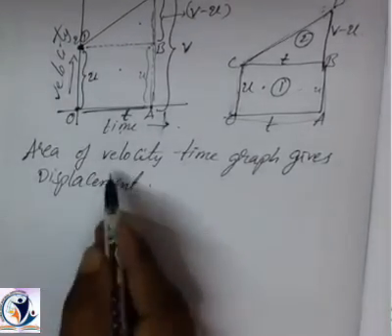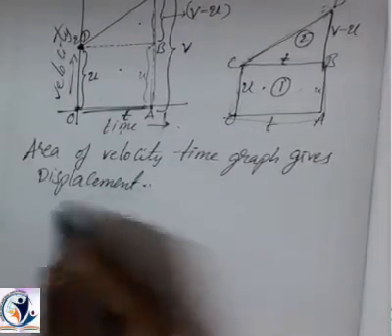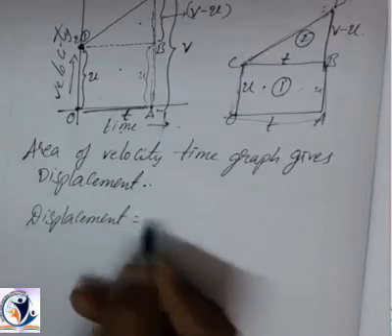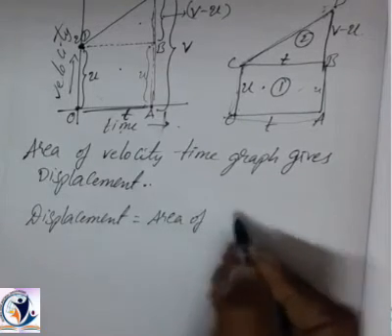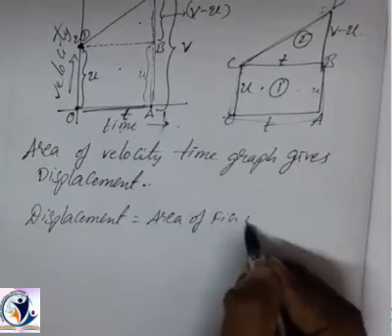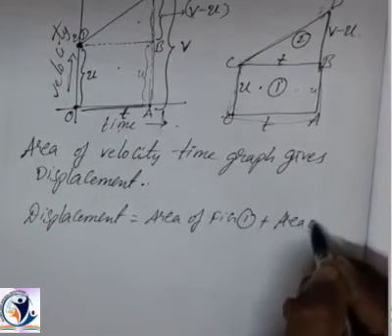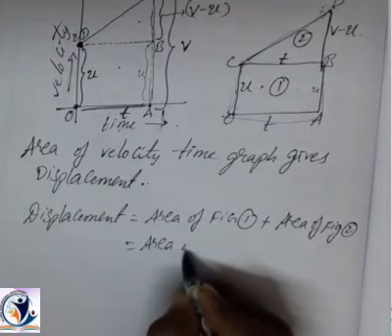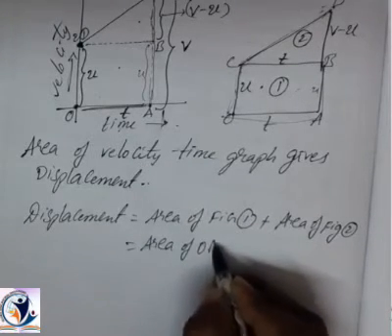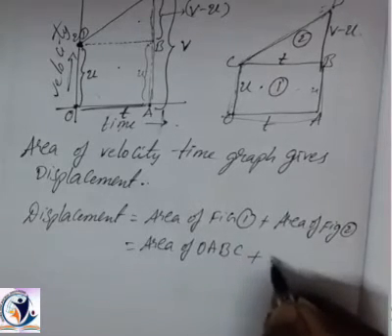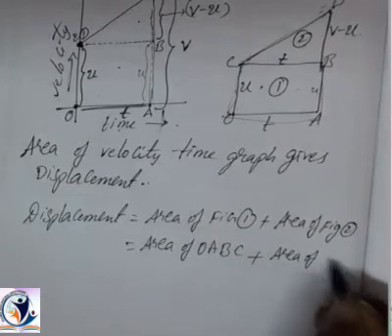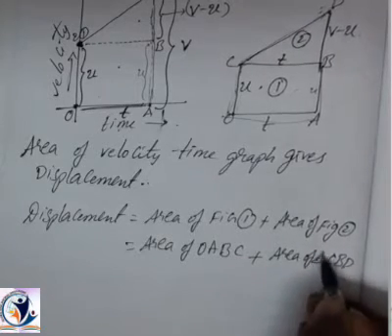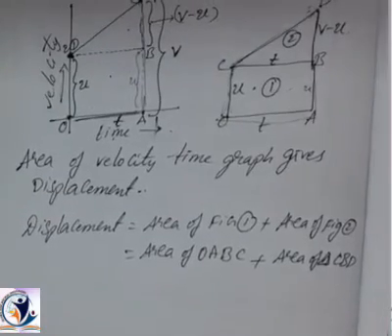Now let us see. Area of the velocity time graph, that is displacement. We can simply say that displacement is equal to area of figure 1 plus area of figure 2. What is the first figure? It is a rectangle. So area of OABC plus area of triangle CBD. Clear? Area of triangle CBD.